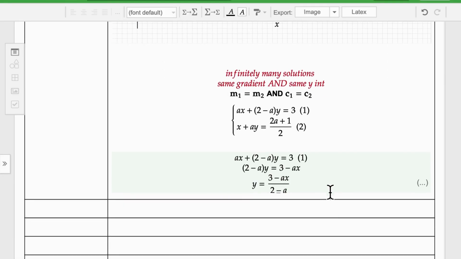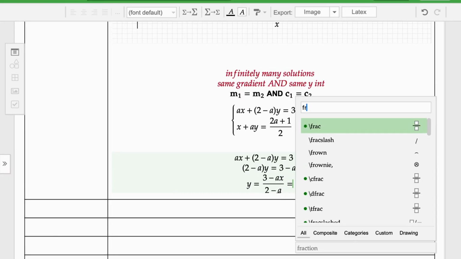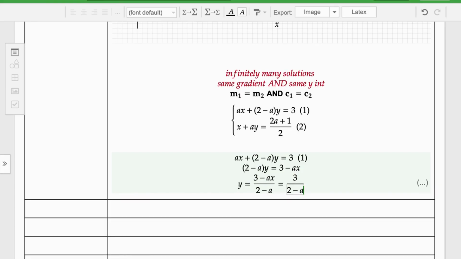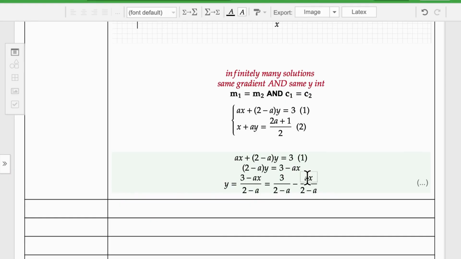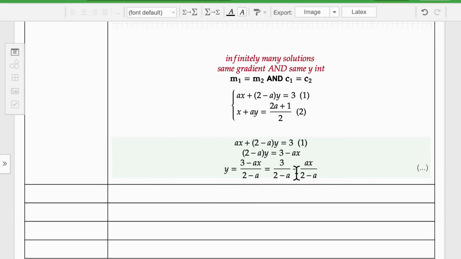So this form is almost there. How can we turn it into the y equal to mx plus c form? We can split this fraction. We can split it into the first fraction, 3 over 2 minus a, and then minus the fraction of ax over 2 minus a. So we turn this fraction into this form. Now it's very close. So in this case, what is the gradient and also the y-intercept of this equation?